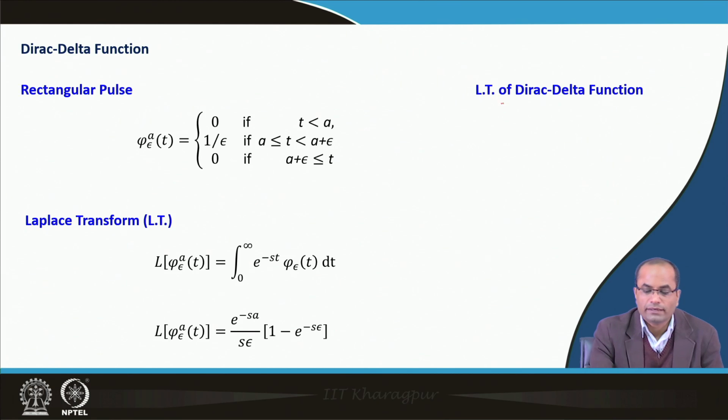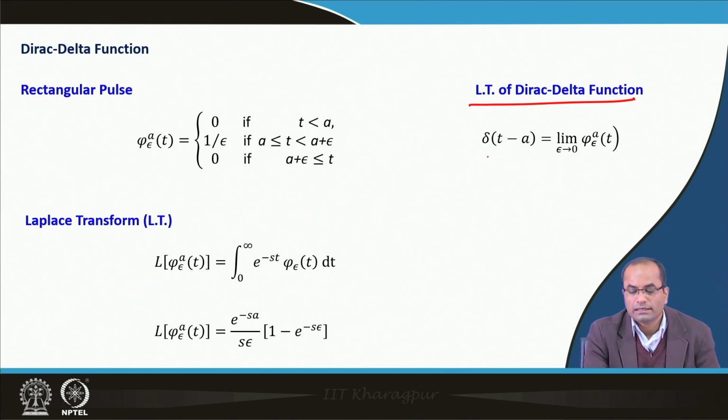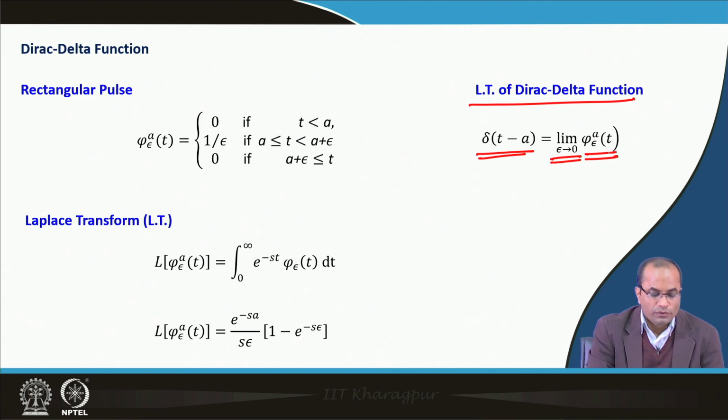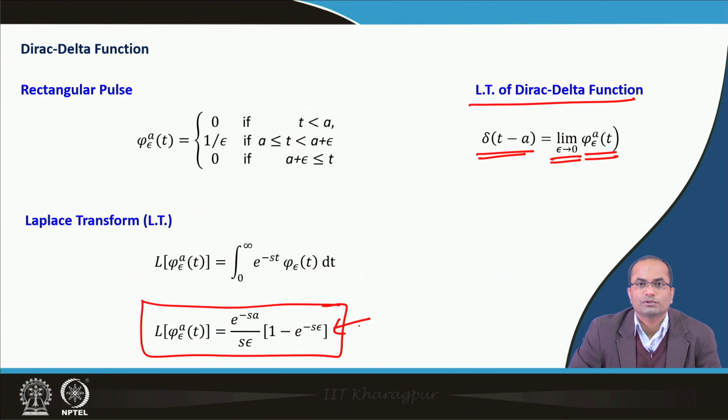Now, getting back to the Laplace transform of the Dirac delta function, which is a limiting situation of this rectangular pulse. That means delta t minus a can be defined as the limit, epsilon going to 0, of phi epsilon a t. We already know the Laplace transform of the rectangular pulse function. The only thing we have to deal with now is what happens when epsilon tends to 0, because that is precisely the Dirac delta function. So, in this Laplace transform we let epsilon go to 0, and we will get the Laplace transform of the Dirac delta function.